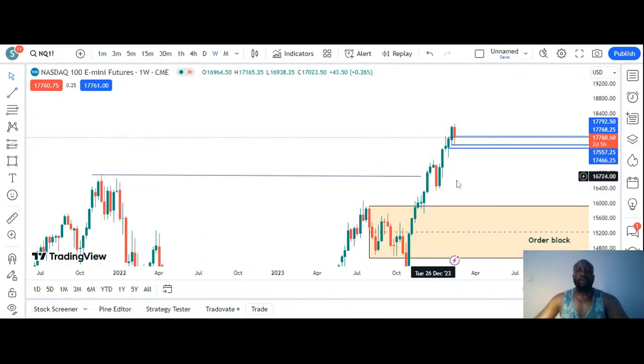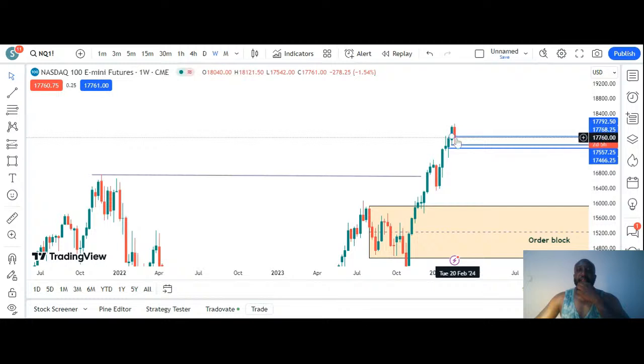So what you normally do is your top-down analysis. You start from the higher time frame. So you start from your monthly, you go down to your weekly, you go down to your daily, so that you can be taking note of such levels. We call them arrays. So you can be taking note of your order blocks and your fair value gaps. That's why it's important for you guys to do the top-down analysis.